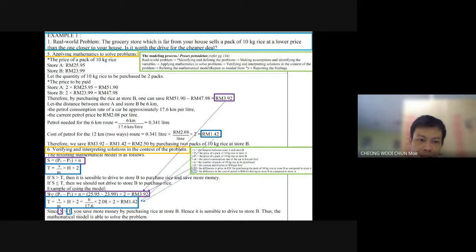From here, since S is greater than T, that means S is bigger than T, you save more money by purchasing rice at store B. So it is sensible to drive to store B. If the difference in the price of the rice is much more than the cost of the petrol, it's worth it to go to store B, further away from your house, to buy the 10 kilogram rice for two packs.